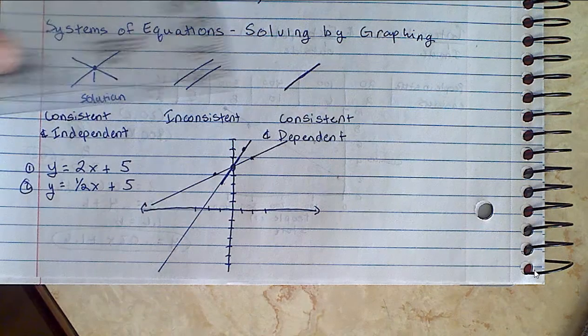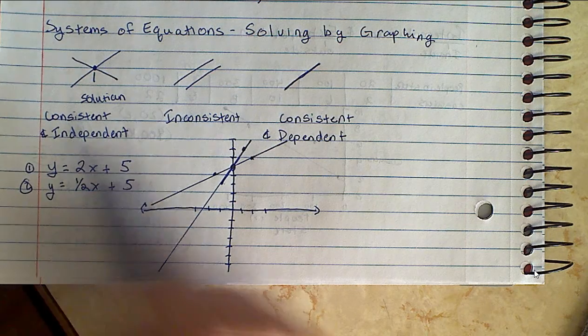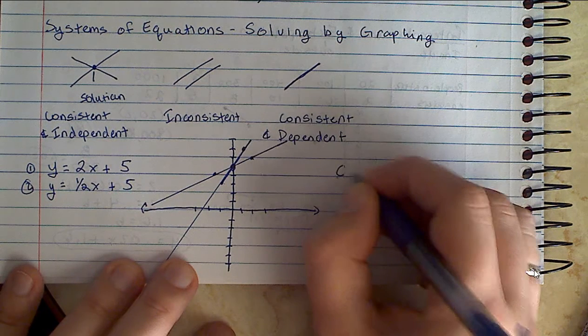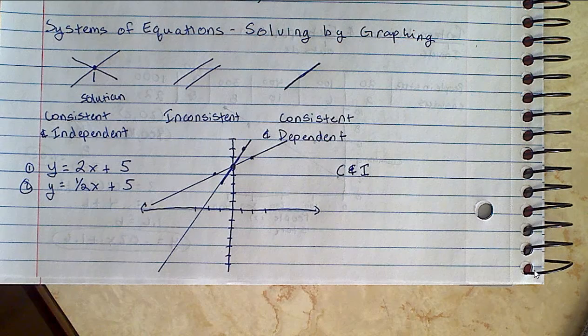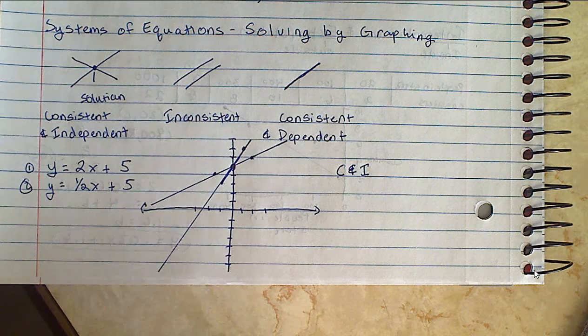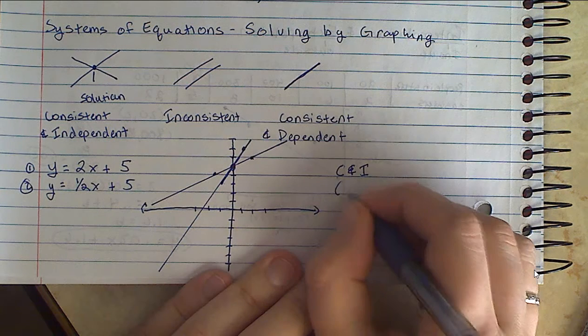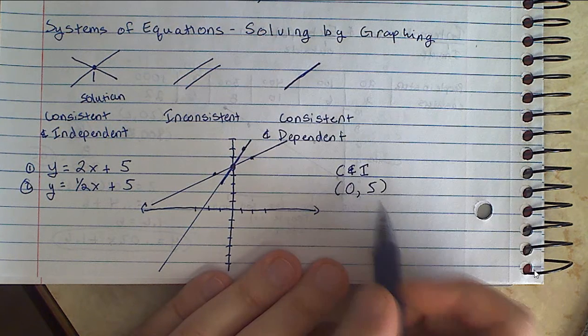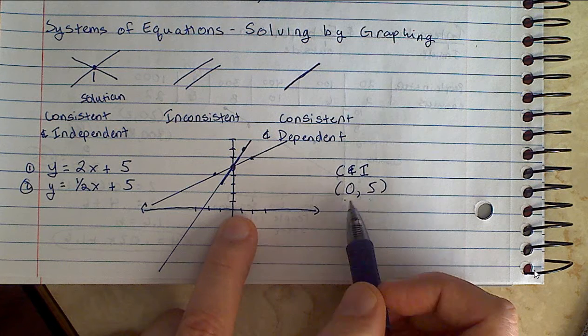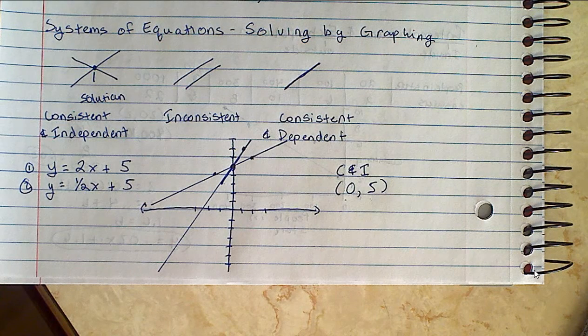Now, are these two lines consistent and independent, inconsistent, or consistent and dependent? They're consistent and independent, so I'm going to abbreviate that as C and I. Since they're consistent and independent and I have a solution, what is the one point where the two intersect? I need an x, y point. It's (0, 5). So x is 0 because I don't go left or right any, and y is 5. So it's (0, 5), right? Okay, I'll take that.